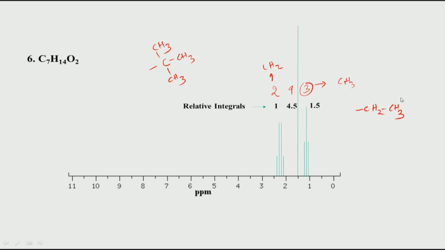So, we get a carbonyl and a CH2 CH3 moiety on one side, and there is this one also present in the molecule. Now if you join these together, this is the structure you would expect: 3 CH3s attached to this carbon, this carbon is attached to this oxygen, and then this carbonyl CH2 CH3 is present.